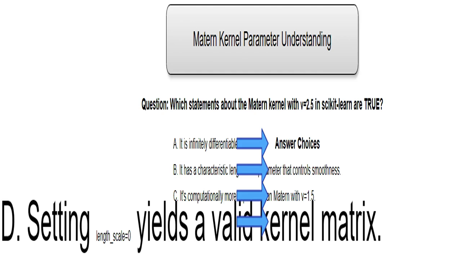This is incorrect. A length scale of 0 causes issues. It essentially means that there's no spatial correlation, leading to a singular kernel matrix. A singular matrix is bad news. It often means the model is unable to find a solution. It leads to errors during calculations.